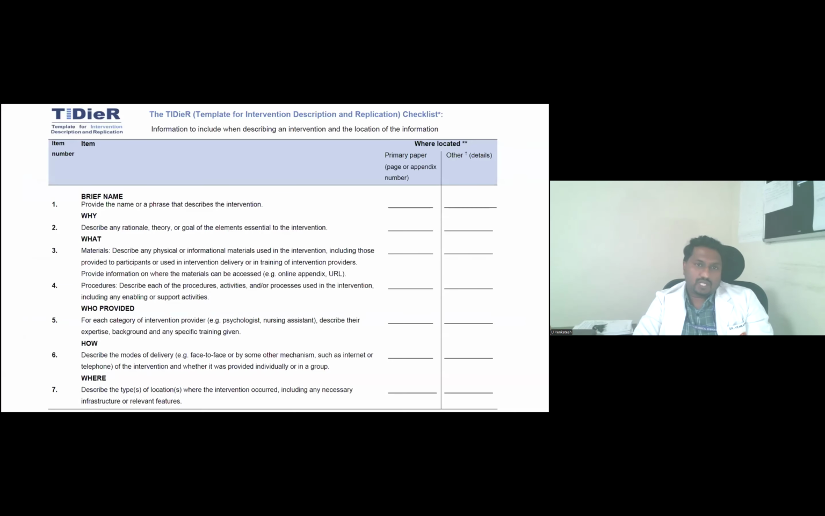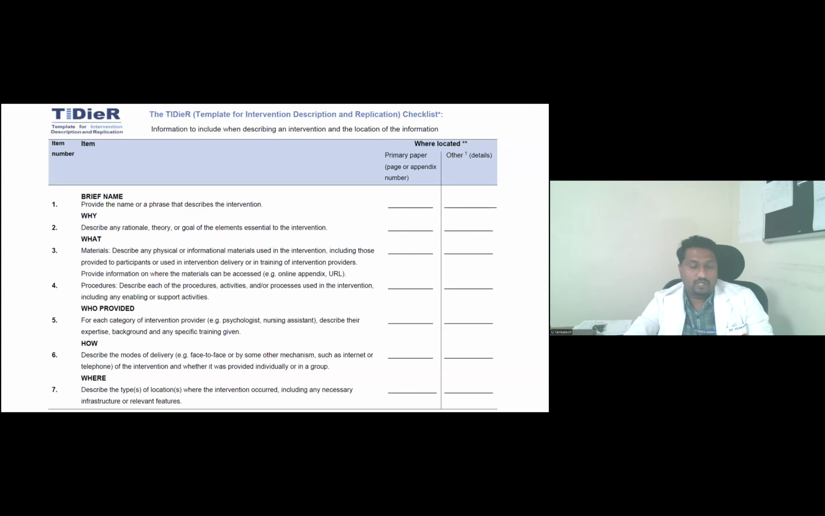So now I am introducing another tool called TIDieR, that is the Template for Intervention Description and Replication checklist. This is the checklist basically for the intervention description. As you can see, you can name the intervention with the help of a brief name. So a brief name can be provided for that intervention. And then the second point is the why, that is, describe any rationale, theory, or goal of the intervention. Then what: materials, describe any physical or informational material used in the intervention, including those provided to the participants or used in the intervention delivery.